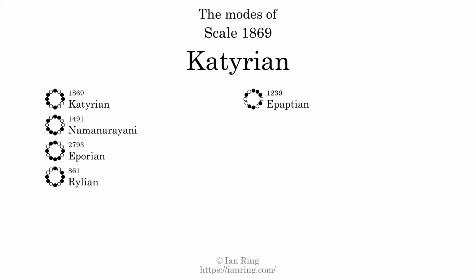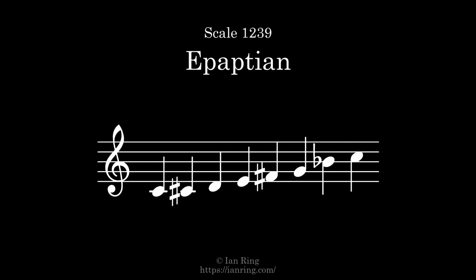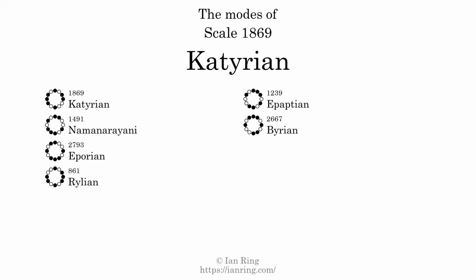The fifth mode is scale 1239, also known as Apaptian. It sounds like this. The sixth mode is scale 2667, also known as Byrian. It sounds like this.